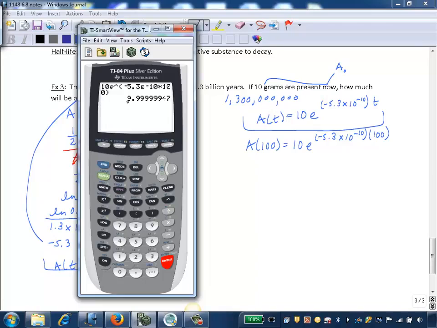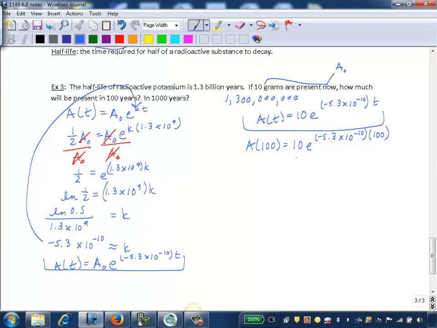Okay, so now we've got 9.9999947. So this is a lot of nines here. You can see that essentially we would most often round that to 10. But because we're talking about this radioactive decay, which we know is going to take 1.3 billion years for half of it to decay, this is a significant difference from the original amount of 10. So I'm going to include all of those decimal places here.